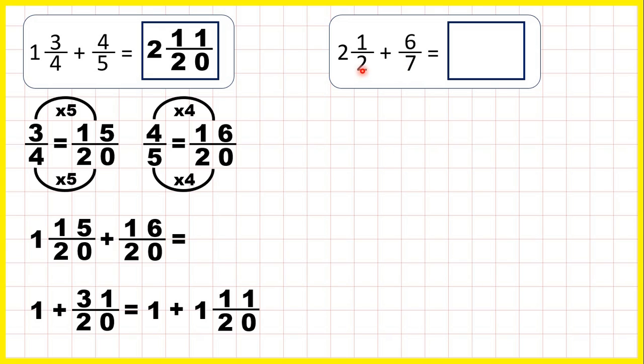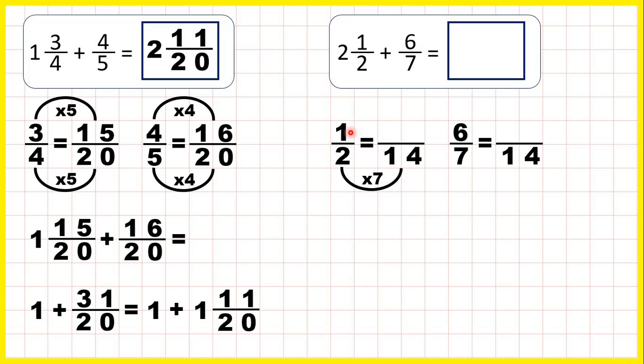So 14 is in both the 2 and the 7 times table, so we can find equivalent fractions to 1/2 and 6/7, which have a denominator of 14. 2 times 7 is 14, 1 times 7 is 7, 7 times 2 is 14, 6 times 2 is 12, so we can rewrite our question.